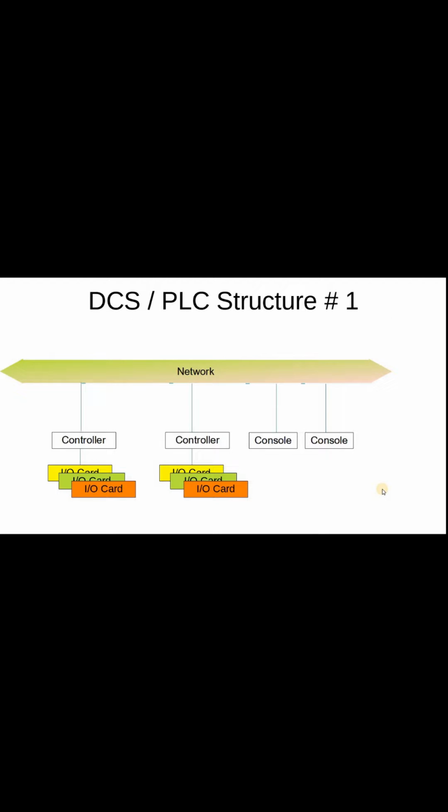If we look at the structure of a PLC or a DCS, we can see there is a network. We can call it the control network. In this control network, you have all your consoles and your controllers. Beneath each controller, you have the I/O cards. So I/O cards are a subsystem of each controller. If this controller needs to know some data about an I/O card of the other controller, it has to go up to the network, down to the other controller, and ask that controller for this data.